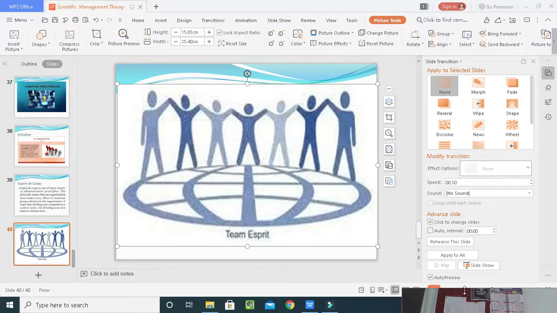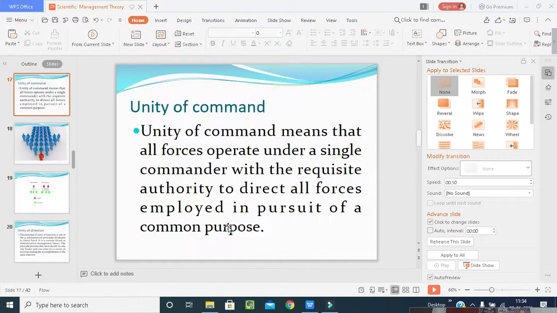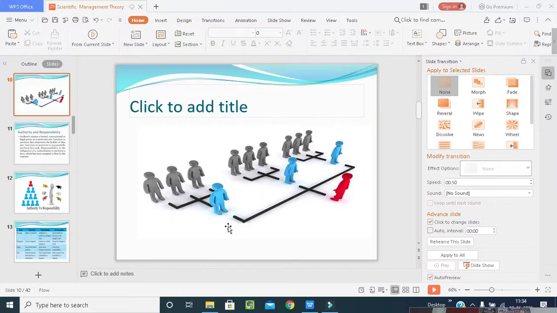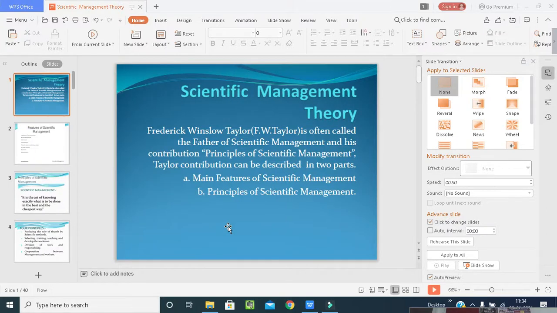That is MOB, Management Organizational Behavior. Today, we are going to start with one new topic. That is the scientific model and the 14 principles of Henri Fayol. First, we will go through what we mean by scientific management theory given by F.W.